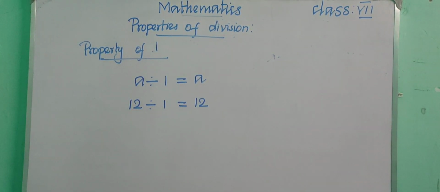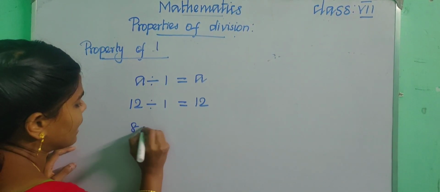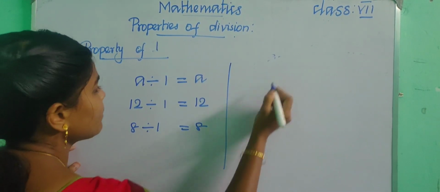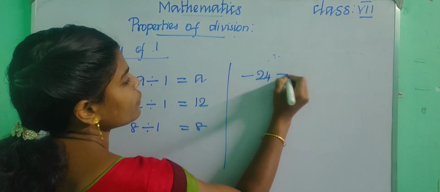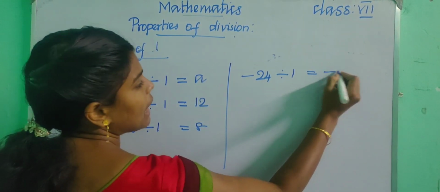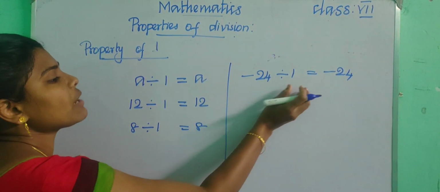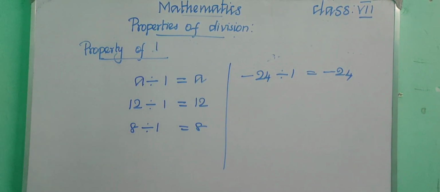If you are dividing a number by 1, we will get the same answer. Okay, children? Can you all understand? Simply, if you are dividing 8 by 1, what will you get? You will get 8. If you are having minus 24 divided by 1, what will you get? Minus 24. A number divided by 1 will give the same number. Can you all understand? This is called the property of 1. So, that's all about the properties of division.